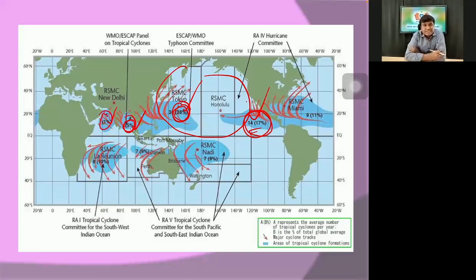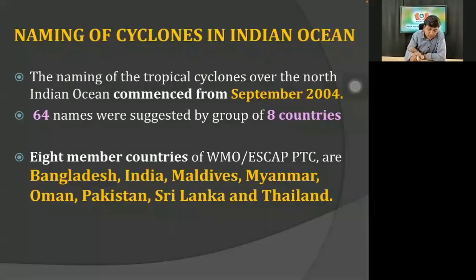But nowadays, cyclones are frequently originating in the Arabian Sea as well, because of global warming and change in weather. This is a very, very important point. Next is the naming of cyclones in the Indian Ocean, which started in the year 2004. In the year 2000, WMO started the initiative of naming cyclones across the world, but in the Indian Ocean, naming started in 2004.